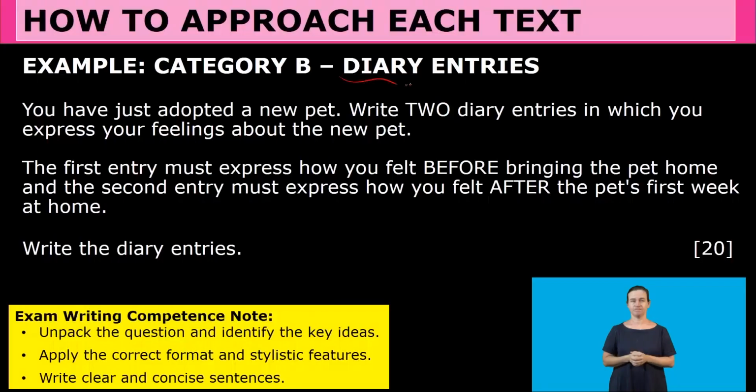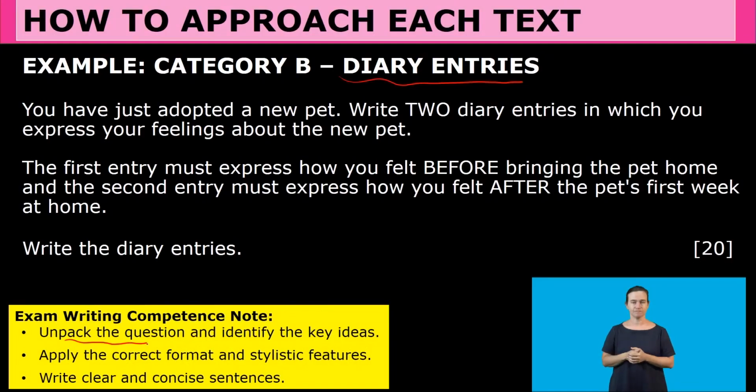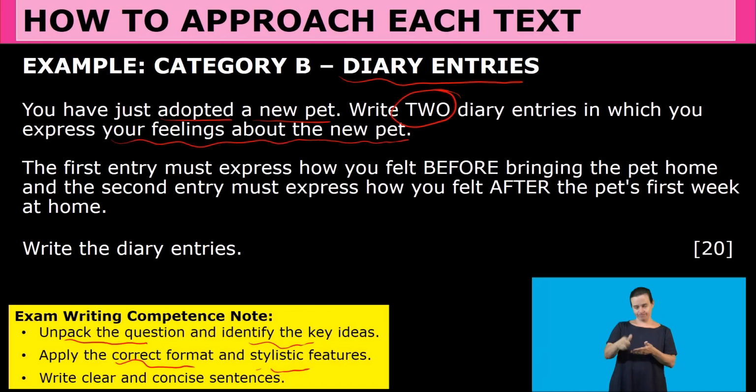Let's look at an example from category B, diary entries. These are very popular and very easy to write. We will unpack the question, identify key ideas and signposts so that we can apply the correct format and stylistic features. You have just adopted a new pet. Adopted and pet give us a guideline of where to go. Write 2 diary entries in which you express your feelings about the new pet.